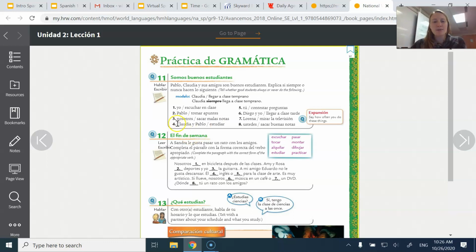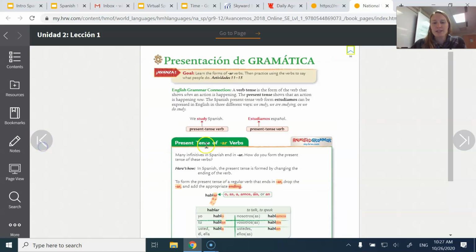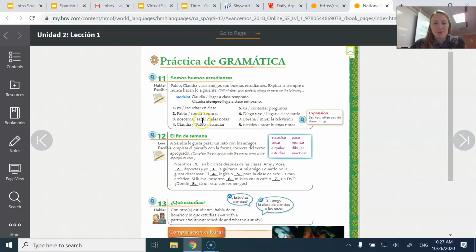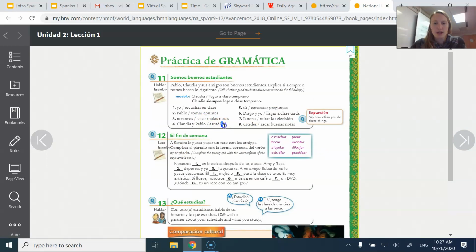What about Claudia y Pablo? What pronoun are we going to replace their names with? Instead of saying Claudia y Pablo, we could say they, right? So we could say ellos. So that's the AN ending. What verb are we using? Estudiar. So we drop the AR and we add the AN. Claudia y Pablo siempre estudian.